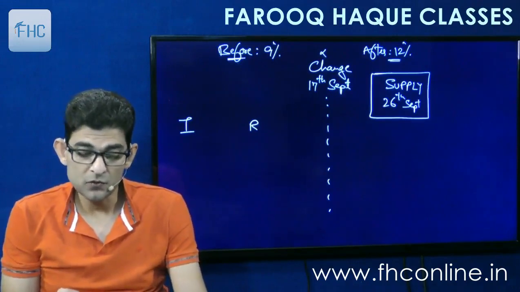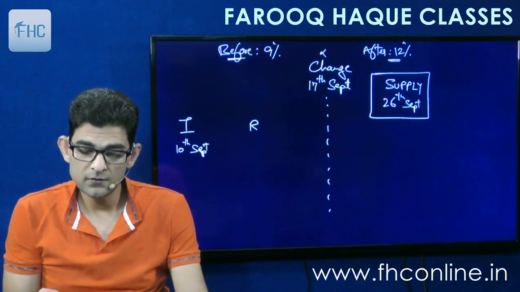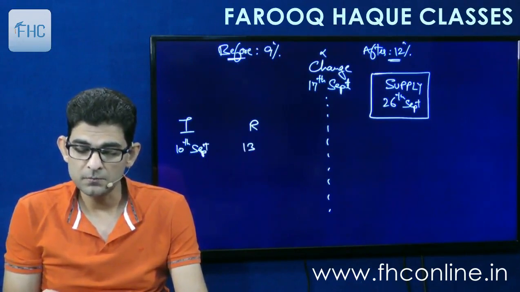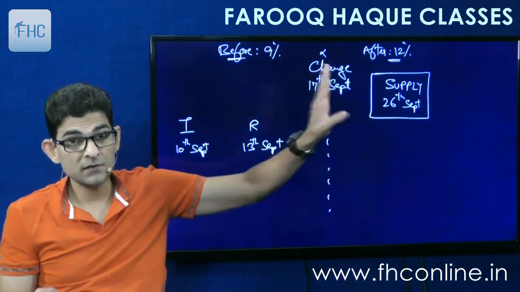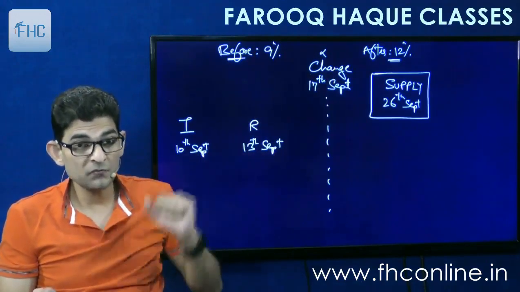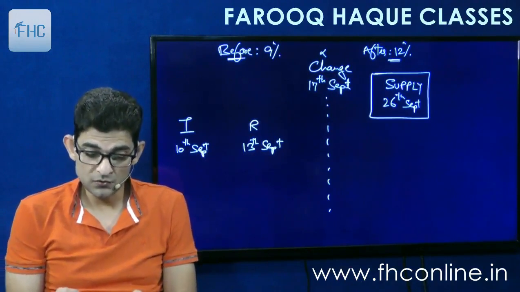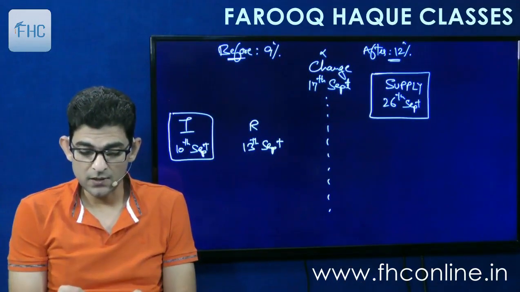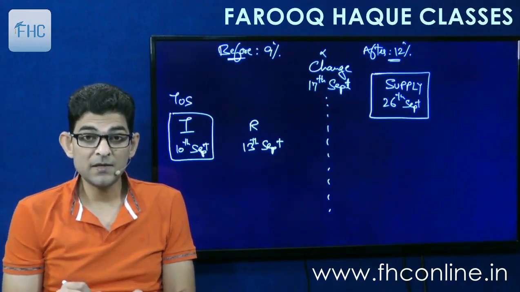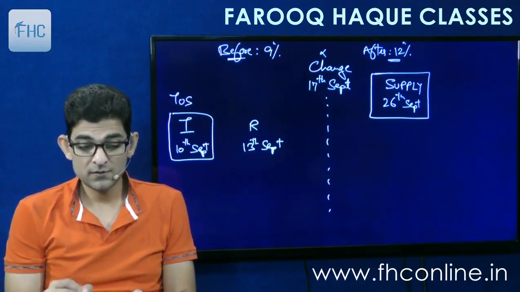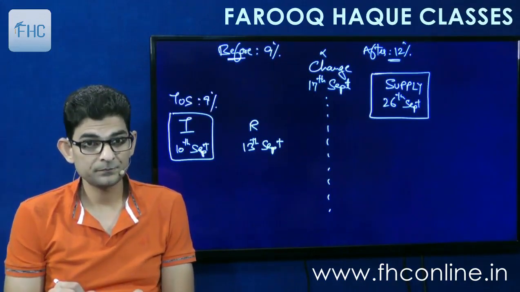Say for example invoice is on 10 September and receipt is on 13 September. But both are before the 17th of September. 17 September is the change and both of them are before. So now you have to take whichever is earlier, means 10 September. So this is our time of supply. And which rate will apply? 9%, that is the before rate. The old rate will apply.